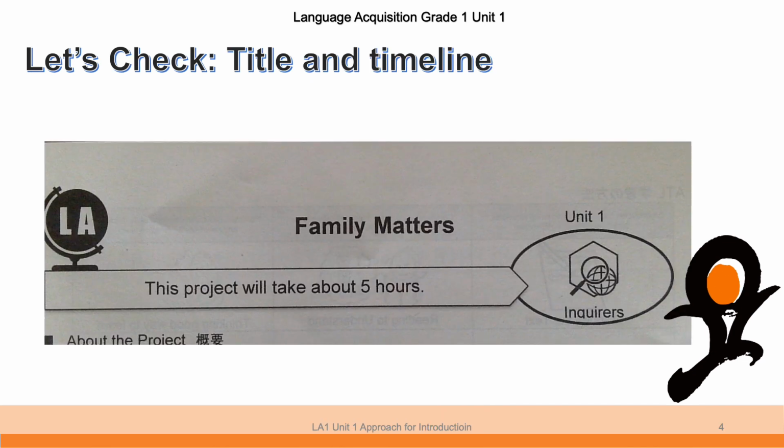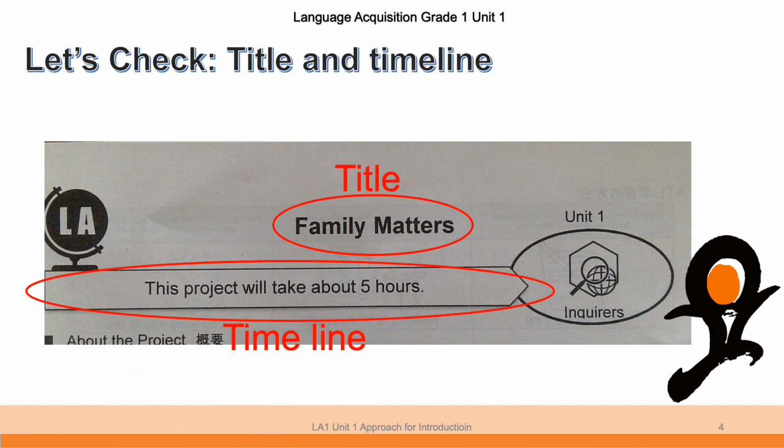Look at the first page. The top of the page, you can see a title. We write the impact title here. Under the title, you can see a simple timeline. It says this project will take about 5 hours. You will have 5 video lessons in Unit 1.